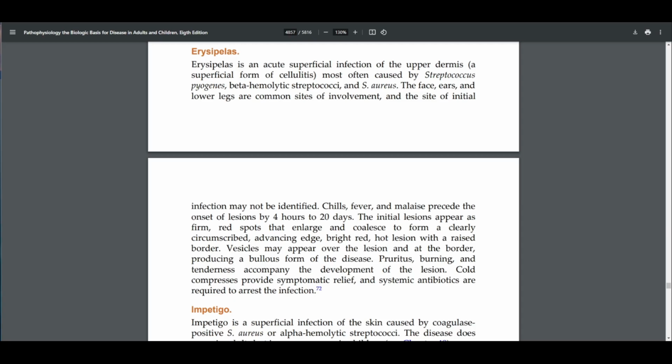The initial lesion appears as firm red spots that enlarge and coalesce to form a clearly circumscribed advancing edge. Bright red, hot lesions with a raised border. Vesicles may appear over the lesion and at the border, producing a bullous form of the disease. Pruritus, burning, and tenderness accompany the development of the lesion. Cold compresses provide symptomatic relief, and systemic antibiotics are required to arrest the infection.